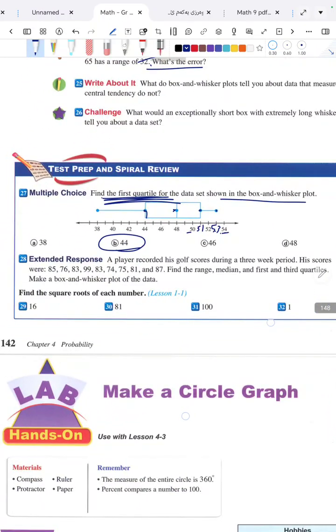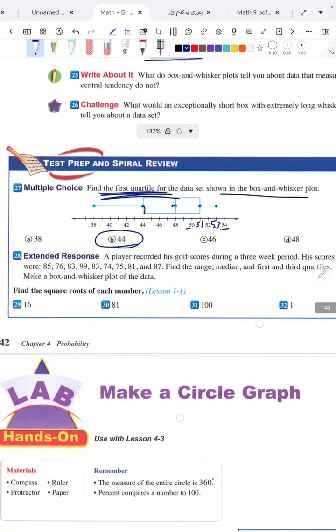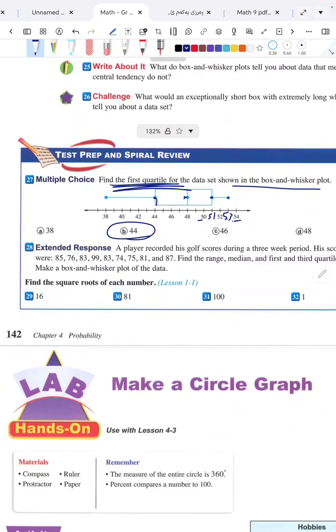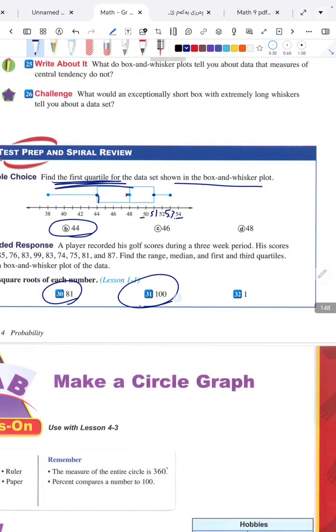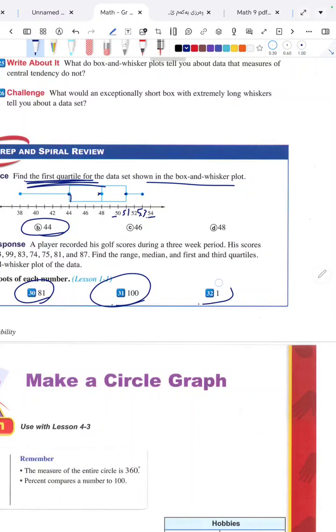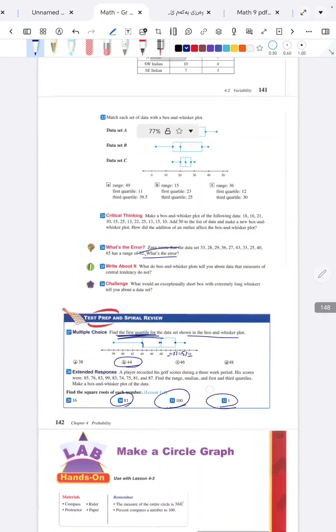And then we have: find the square root of each number. You know, it's positive negative 4. This one is positive negative 9. This one is positive negative 10. It's for chapter 1. This one is positive negative 1.